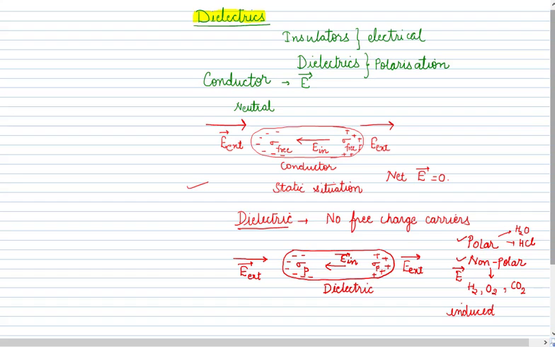That is all induced. Initial is 0. So non-polar molecules have induced dipole moment. So we can say that these are polarized by external electric field. They have a dipole moment, which means their centers become different, so they are polarized. So in an external electric field, all these non-polar molecules are polarized.